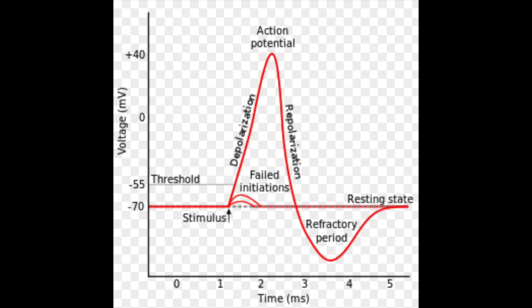Right around that time, the potassium channels open. What's going to happen as a result of that? Because of the concentration gradient, potassium is going to leave the cell or flow out of the cell. Sodium channels are open, the sodium rushes into the cell. We have potassium channels open, potassium rushes out of the cell.